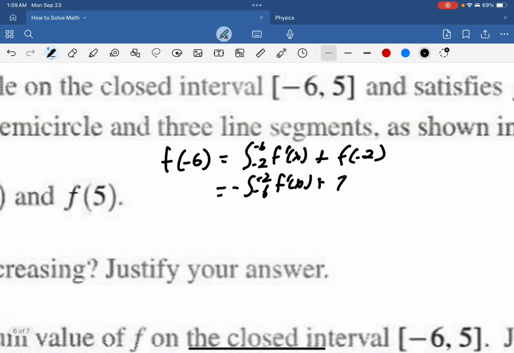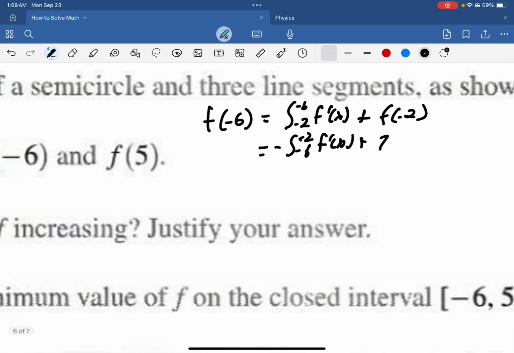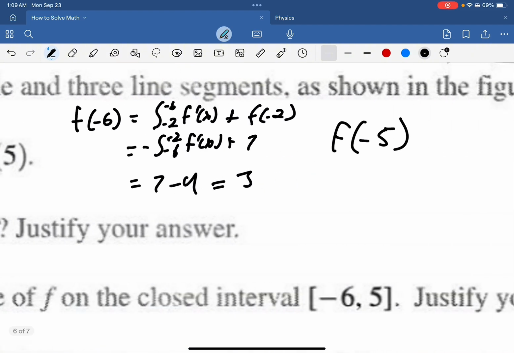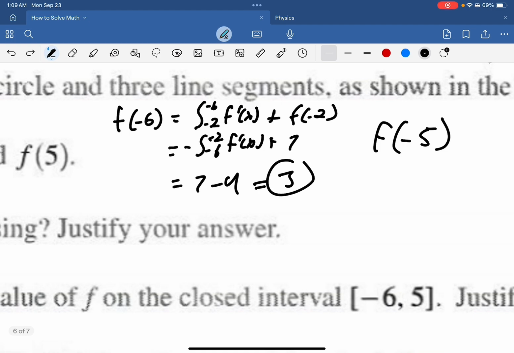So the integral of negative 6 to 2 is just 4. We're going to get 7 minus 4, which is going to be 3. And now for the second one, f of negative 5, right? Sorry, no, f of 5.